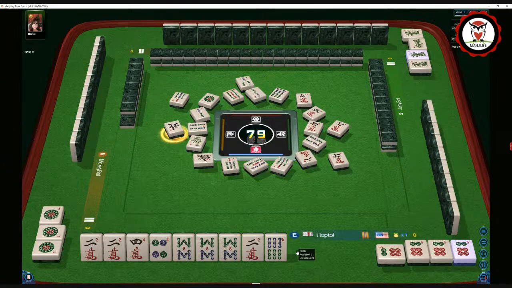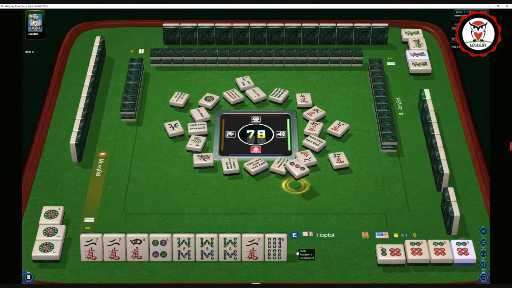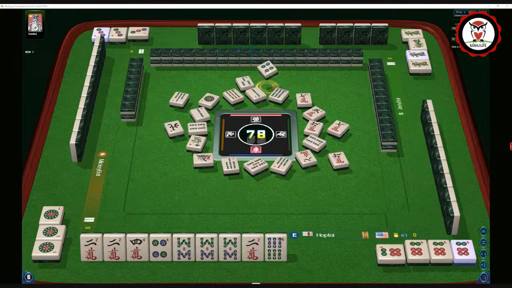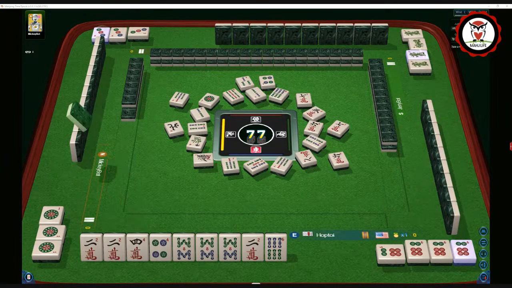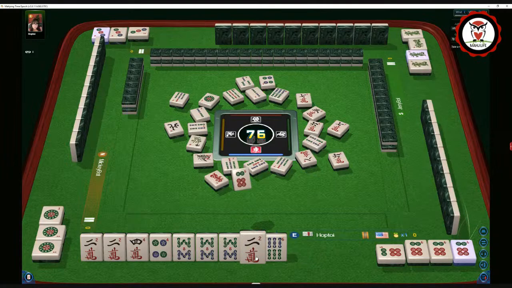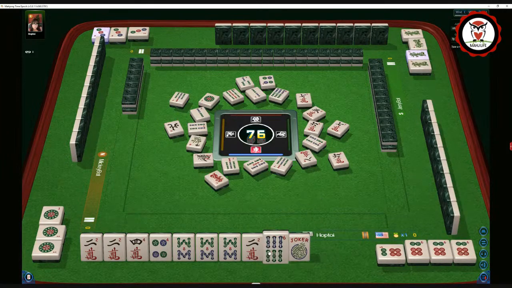North wind. 3 dots. Pong. There's another 4 dots that we might be able to get. Oh, that's our tile. At least nobody took it. Red dragon. Okay, we need a keeper in here. There we go. Okay, so we'll keep that. 6 dots. 6 bam is out.